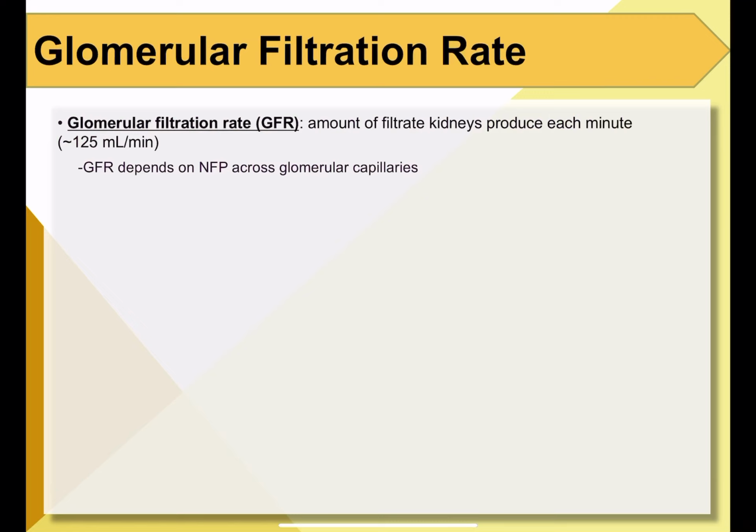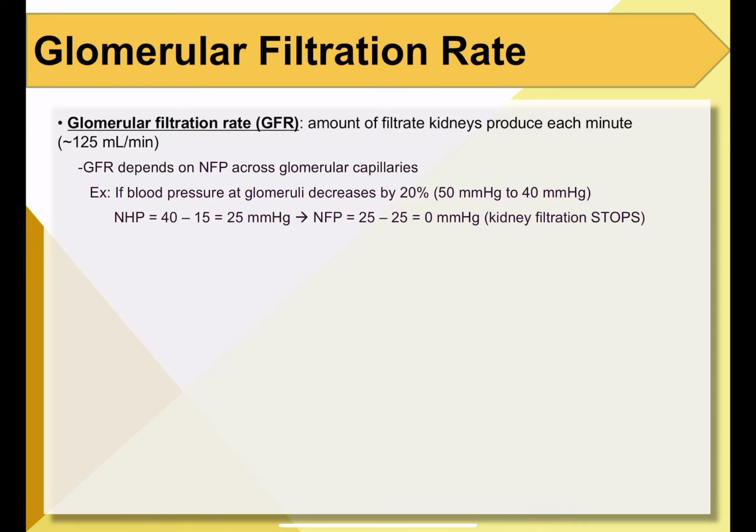The glomerular filtration rate is how much urine or filtrate your kidney is able to produce each minute. And this value depends heavily on your NFP value, okay? For example, if your blood pressure decreases by just 20%, which means that glomerular hydrostatic pressure in the beginning will also decrease by 20%. So 20% of 50 goes down to 40, okay? You think, oh, that's not much, only a 10 difference.